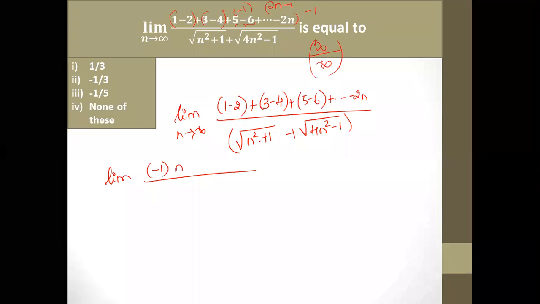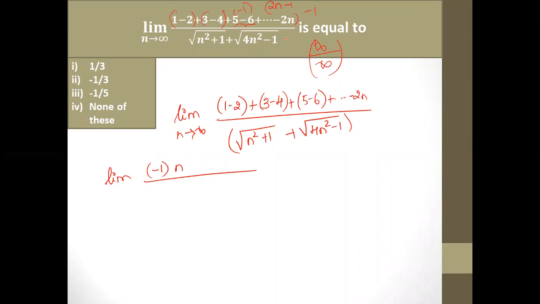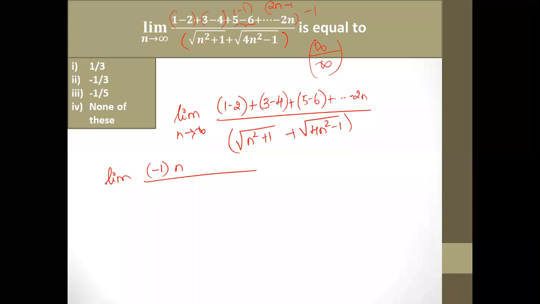Now in the denominator, there are two terms. It is a sum of two terms, correct? The first term is square root of n square plus 1 and the second term is square root of 4n square minus 1. What is the highest degree of n in both the terms? What is the power?